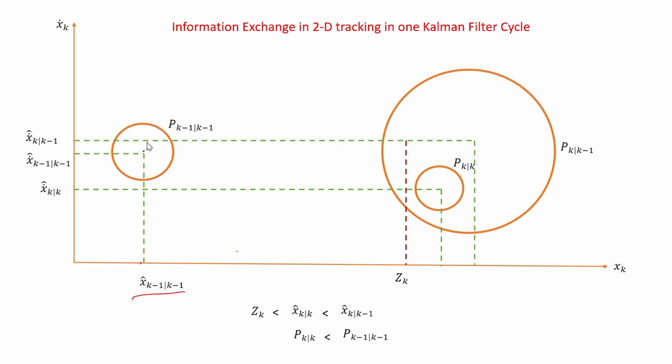So, the radius of this circle is your error variance, p k minus 1 k minus 1. The center point is your state. This is a 2-dimensional tracking example. On the ordinate, the y axis, I have put velocity, and on my x axis I put position. So, position and velocity.